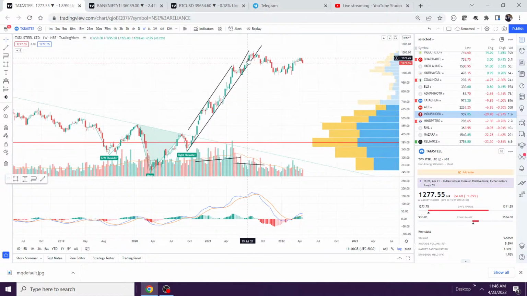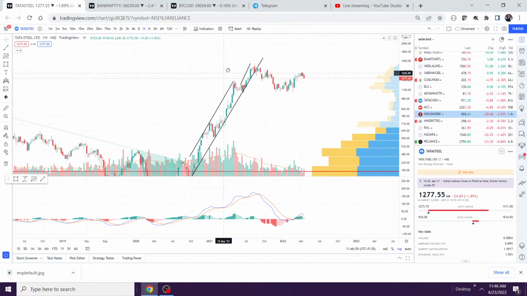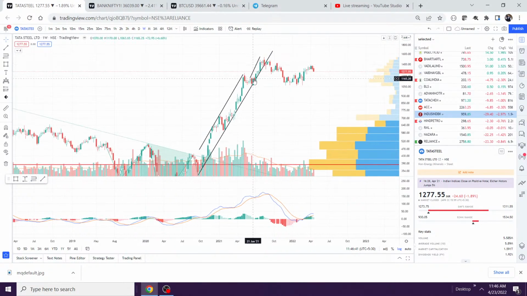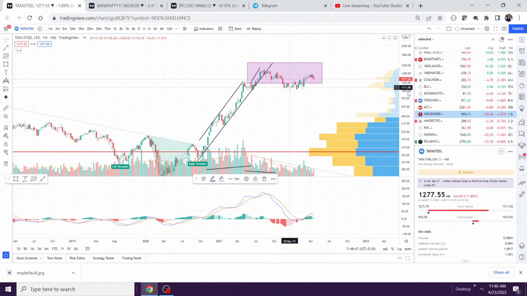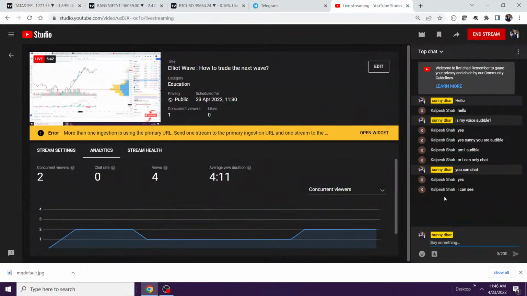That is why the fifth wave is also known as the retailers' wave, because the institutions are already booking profit, and it is only the retailers who are getting trapped here. So if you are familiar with these concepts, you will never fall into the trap of big institutions. Is there any question as of now?